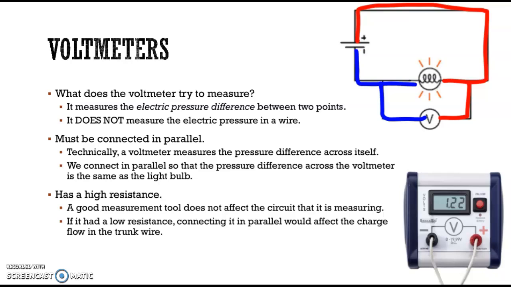If it did have a low resistance, then connecting it in parallel would let the charge move through it. But since it has a very, very high resistance, no charge can move through it, and we can consider it to be a good measuring tool because it doesn't change the rest of the circuit.